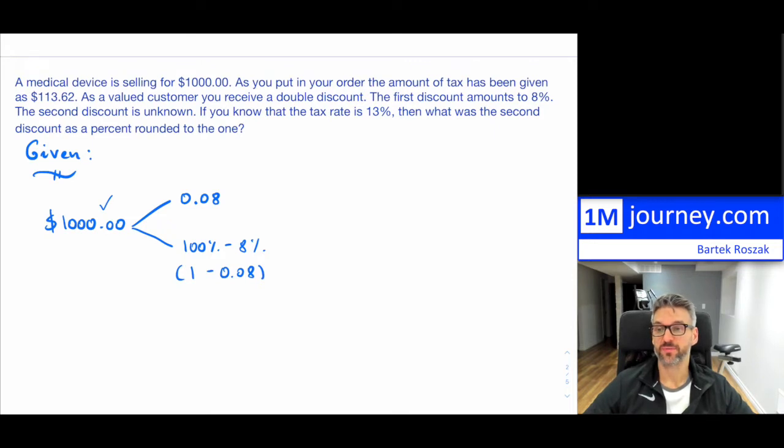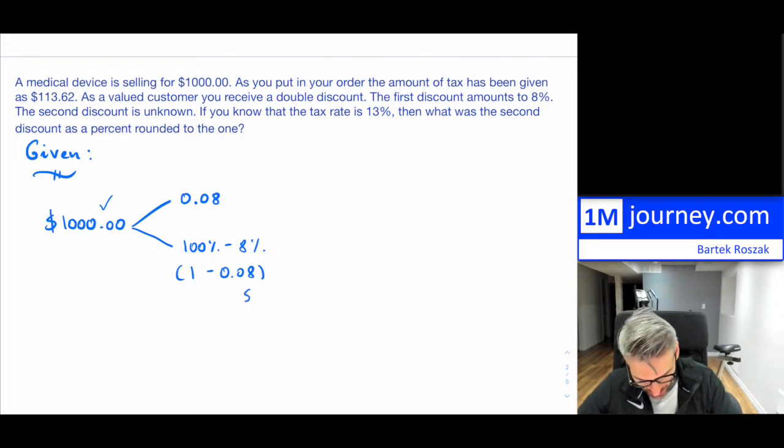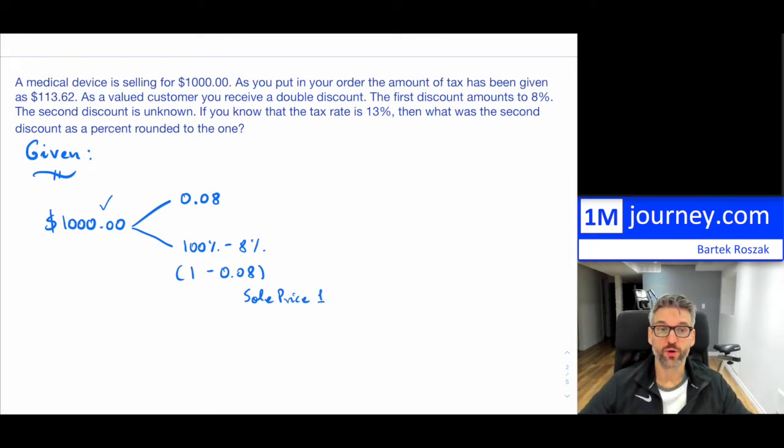But they do tell me that I have a second discount. The second discount gets applied here on the sale price. This is the sale price 1, because it's after the first discount. So don't add the discounts together. You're going to have to apply the discount again, but it's going to be applied on the sale price after you've done the first one.